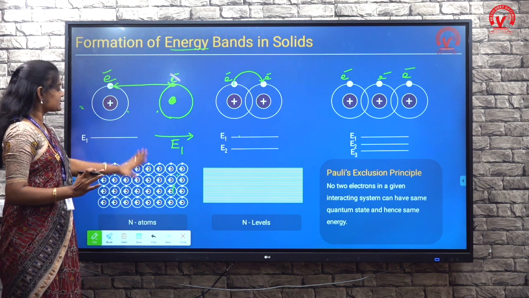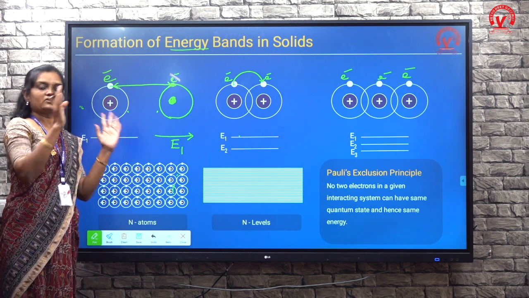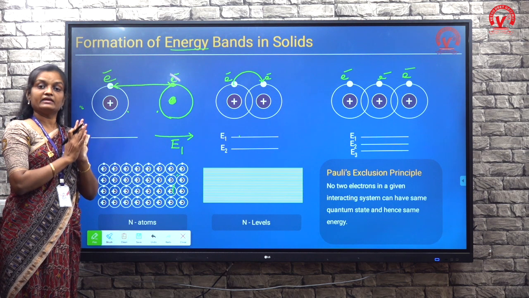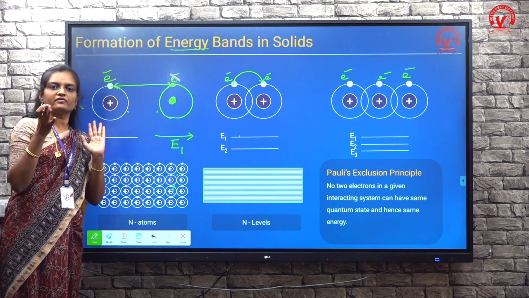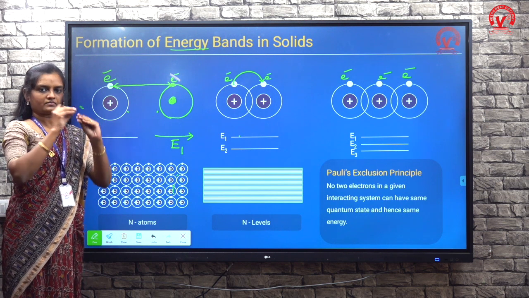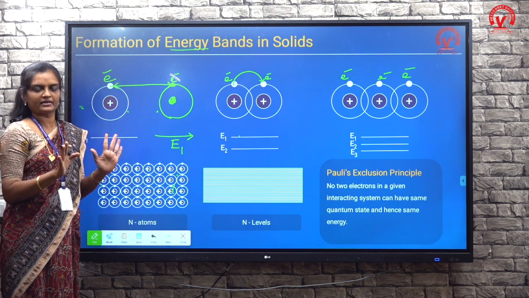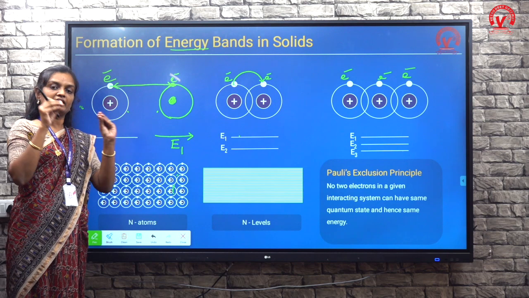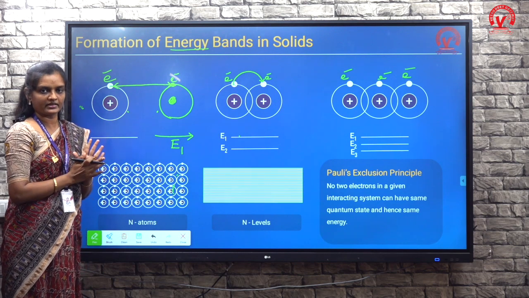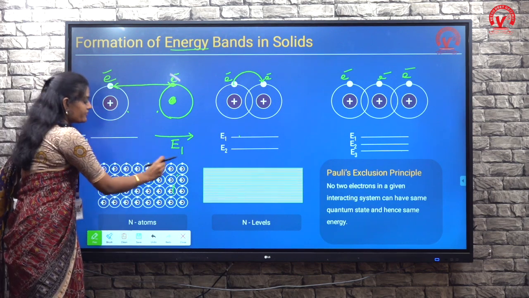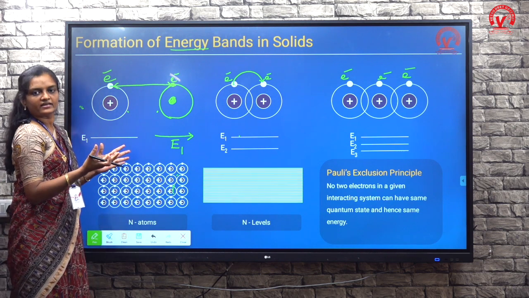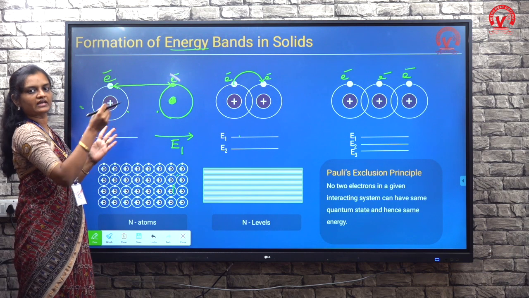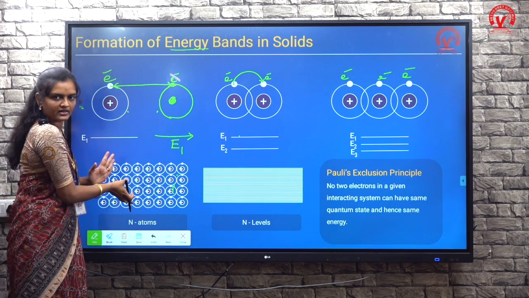Now take a solid material. If you take a solid material, we will have n number of atoms. What is meant by n number of atoms? It is nothing but millions of atoms in the solid material. If there are millions of atoms in the solid material, what do we get here? What is the energy level corresponding to this solid material?